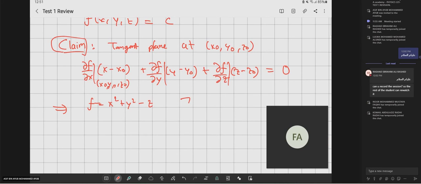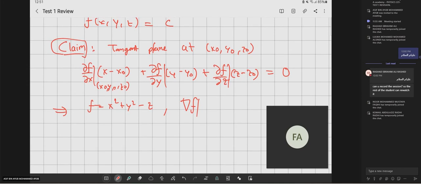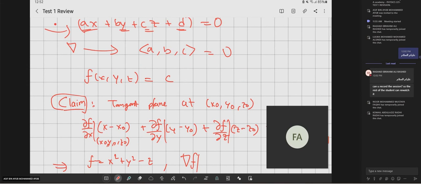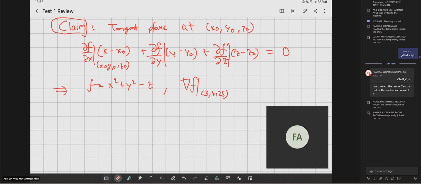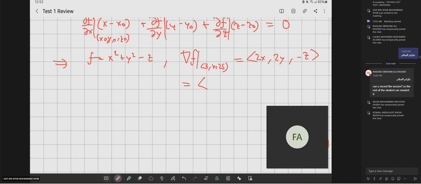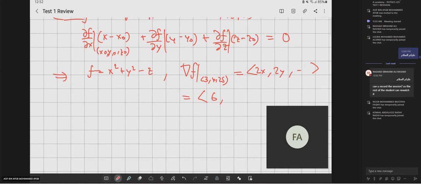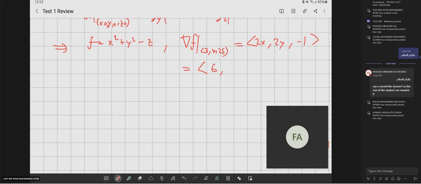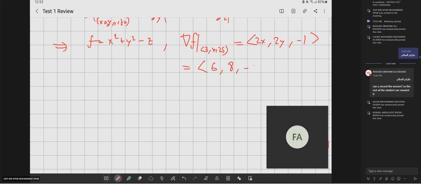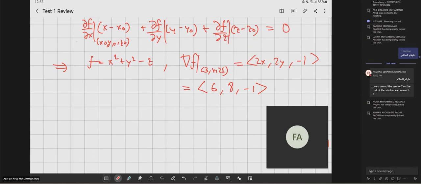If I take the gradient of f at the point they gave us, 3, 4, and 25, I'll have 2x, 2y, minus 1. If I substitute the coordinates, I'll have 6. Oh, it's not minus z, it's minus 1. So I have 6, 8, minus 1. So these are these numbers.